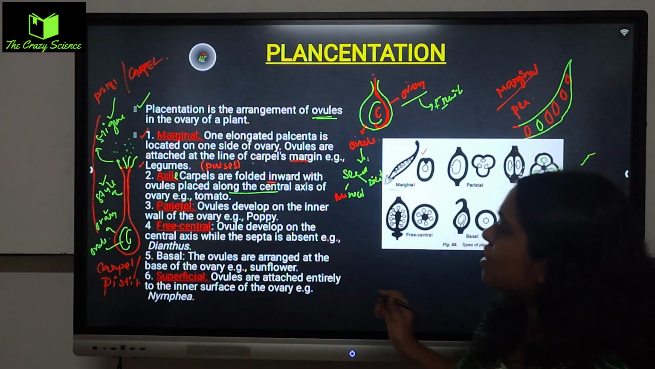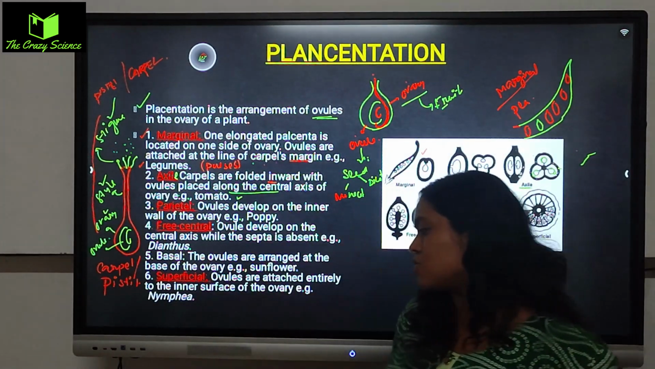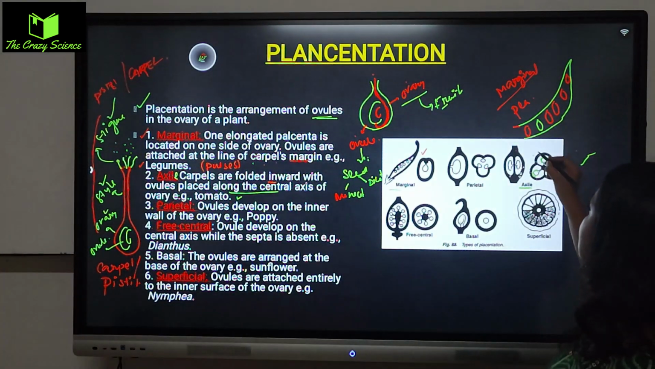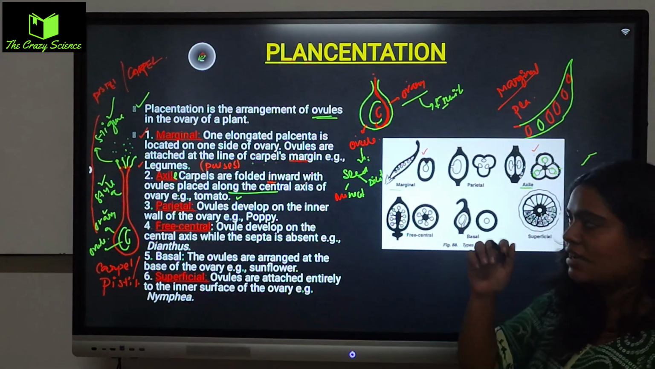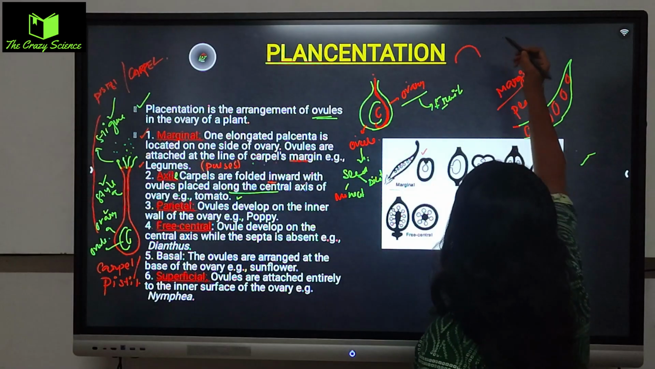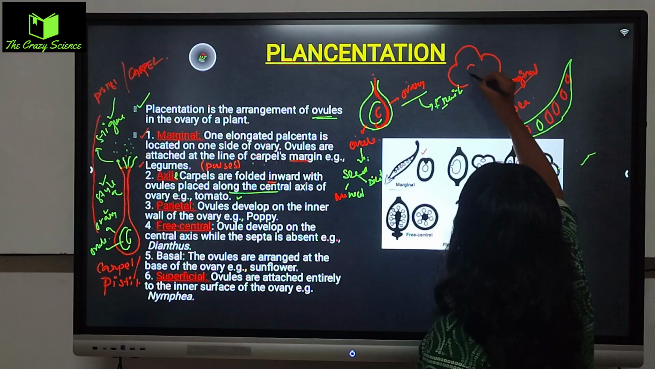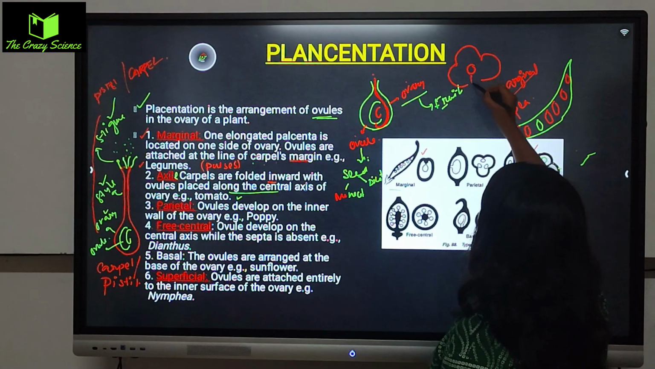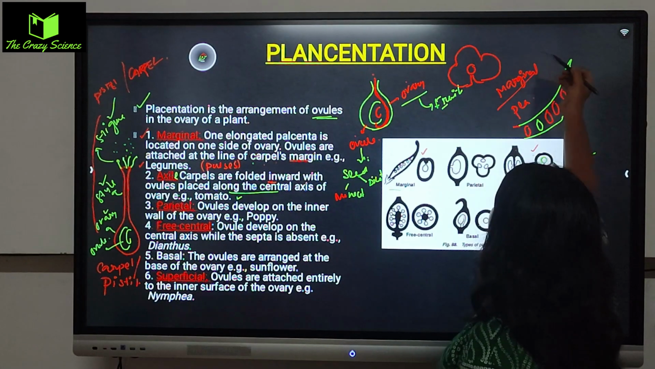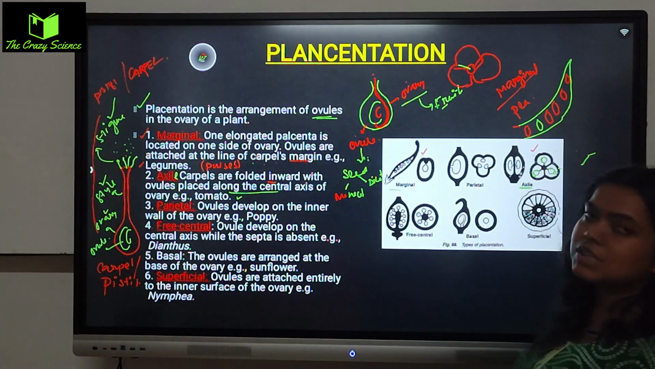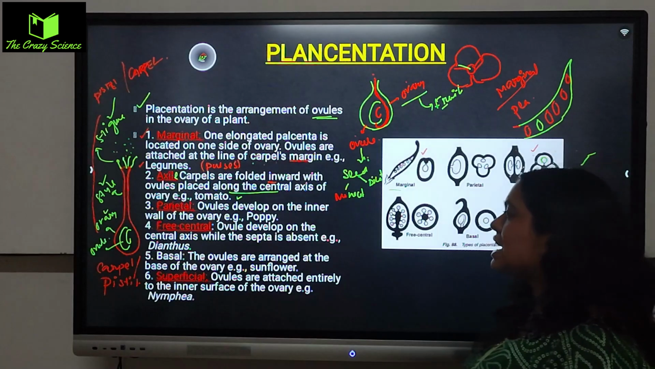This kind of structure you get to see in the tomato. If you cut the tomato, we see this type of structure, three of these types of structures, and they are connected with one thing. All right, next is the parietal.